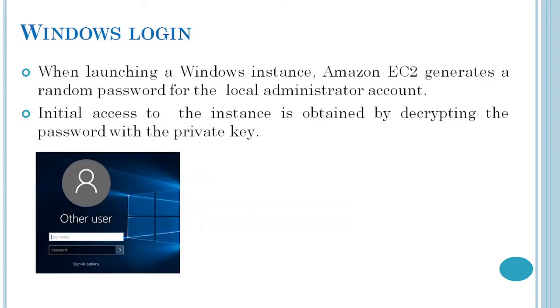Now, how to use Windows login? When launching a Windows instance, Amazon EC2 generates a random password for the local administrator account and encrypts the password using the public key. Initial access to the instance is obtained by decrypting the password with the private key, either in the console or through the API. The decrypted password can be used to log on to the instance with the local administrator account via RDP. At this point, you can create other local users and connect to Active Directory domains.